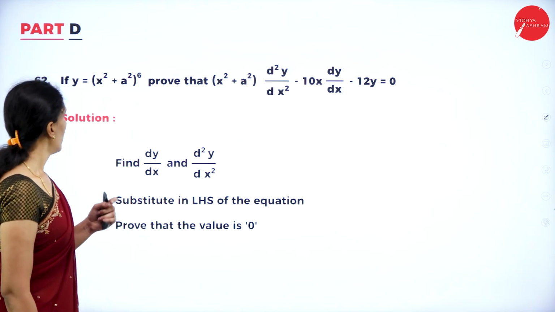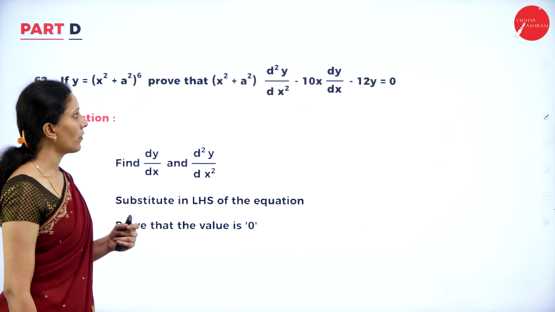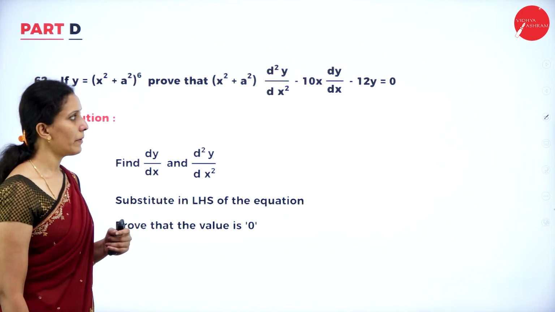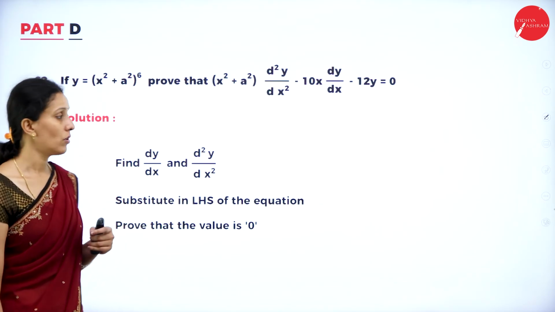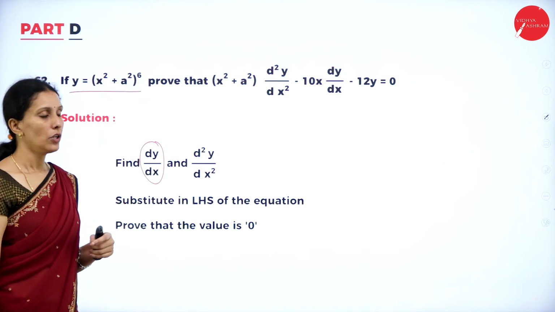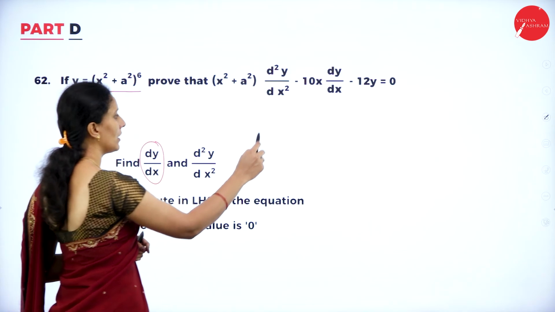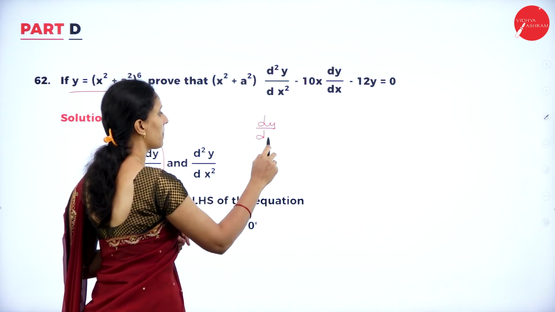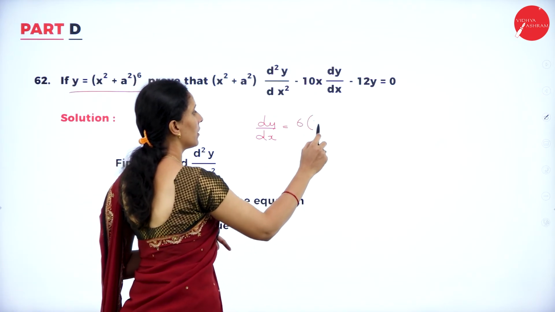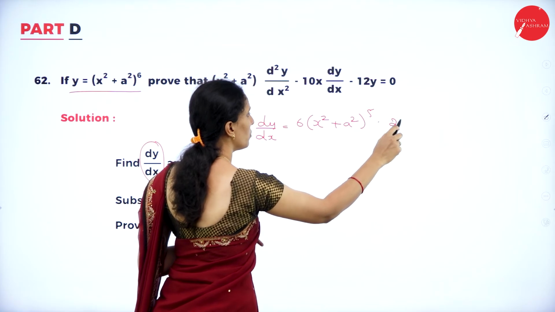Next question. If y is equal to (x square plus a square) whole power 6, prove that (x square plus a square) d square y by dx square minus 10x dy by dx minus 12y is equal to 0. Since y is given, first find dy by dx. You can clearly see dy by dx, you will get it as 6 into (x square plus a square) whole to the power 5 into 2x.